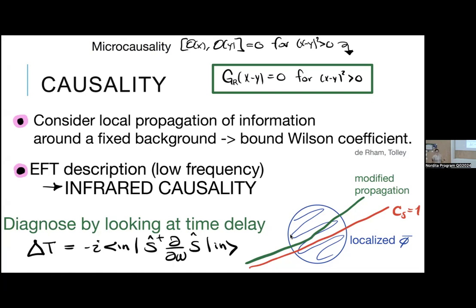And this is going to be diagnosed by looking at the time delay, which basically encodes the support outside of the light cone of the Green's function, which, if we work just in flat space, is a well-defined observable in terms of the S matrix like this. And the idea, again, is that we're going to have a localized background. We're going to send a field and see its perturbations, which are going to have a modified propagation due to this localized background. The modified propagation is with respect to, let's say, a minimally coupled photon that moves around this background with just the speed of light.